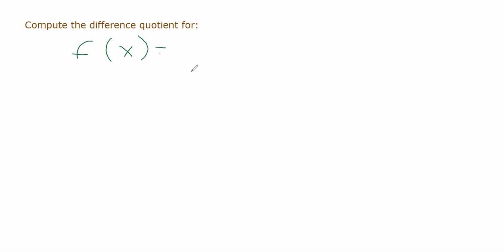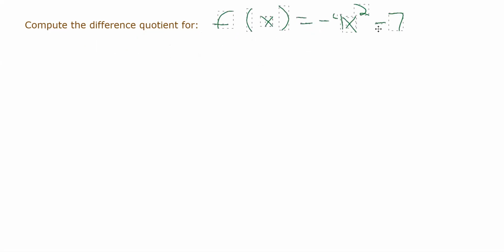Compute the difference quotient for, let's do 3x squared minus 7. And you know what? 3 is boring. 3 is so 2019. Let's do negative 4x squared. All right, I suggest doing the 3-step process. In calculus, it's a 4-step process because you just add one more thing onto all the work you've already done.